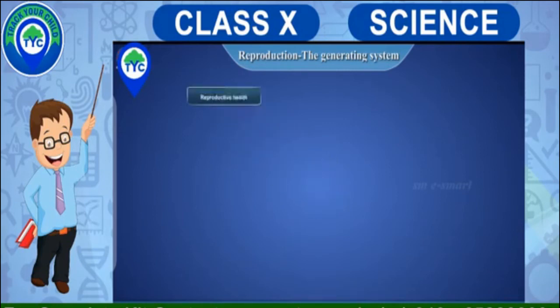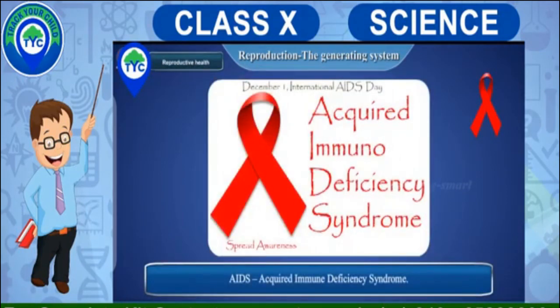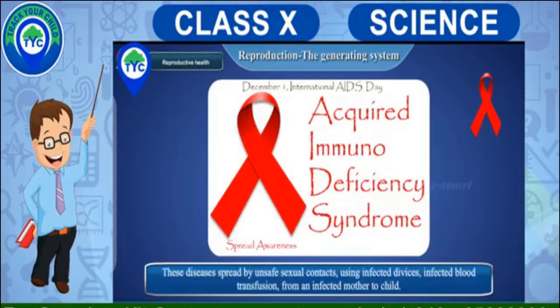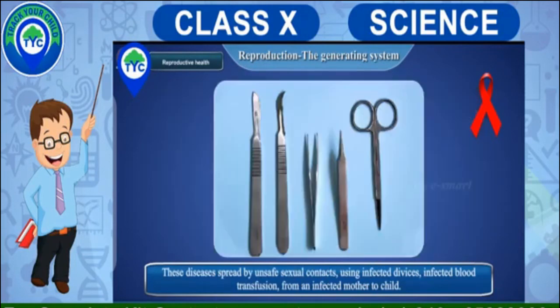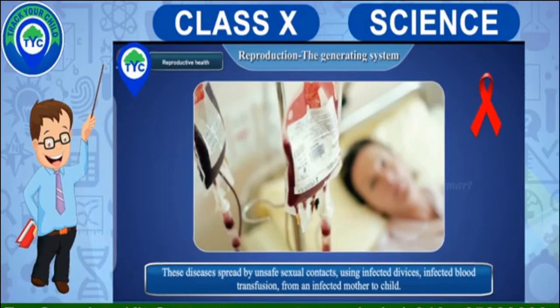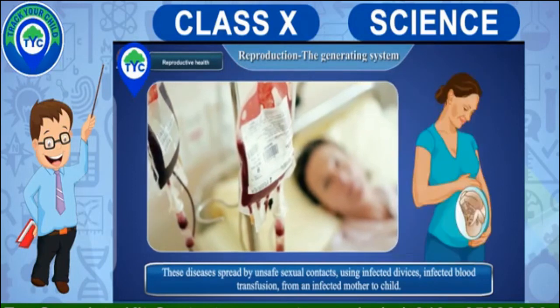Reproductive health. AIDS, acquired immunodeficiency syndrome. These diseases spread by unsafe sexual contacts, using infected devices, infected blood transfusion, and from an infected mother to child.